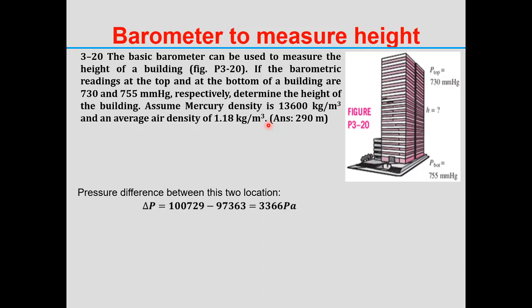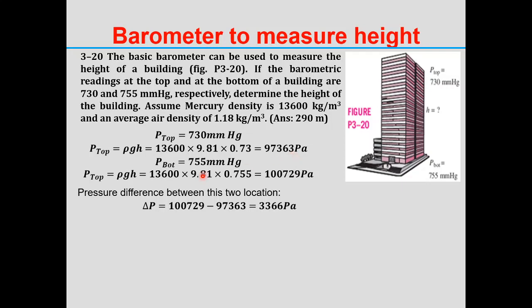You know that the pressure at the top is 730 mm Hg and the pressure at the bottom of the building is 755 mm Hg. So you can determine the pressure at the top and the bottom of the building. The pressure at the top of the building is P equals rho g h, rho is 13,600, g is 9.81 and h is 0.73. You get the pressure at the top of the building as 97,363 Pascal.